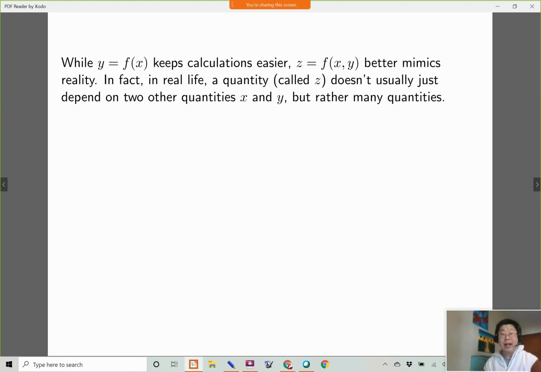While y equals f of x, which we've done most of the time, keeps calculations easier, z equals f of x, y is more realistic. It's more like reality, right? So in real life, a quantity, let's just say z, doesn't usually depend on just two quantities either. More realistically, a quantity that people actually want to keep track of relies on many other quantities.